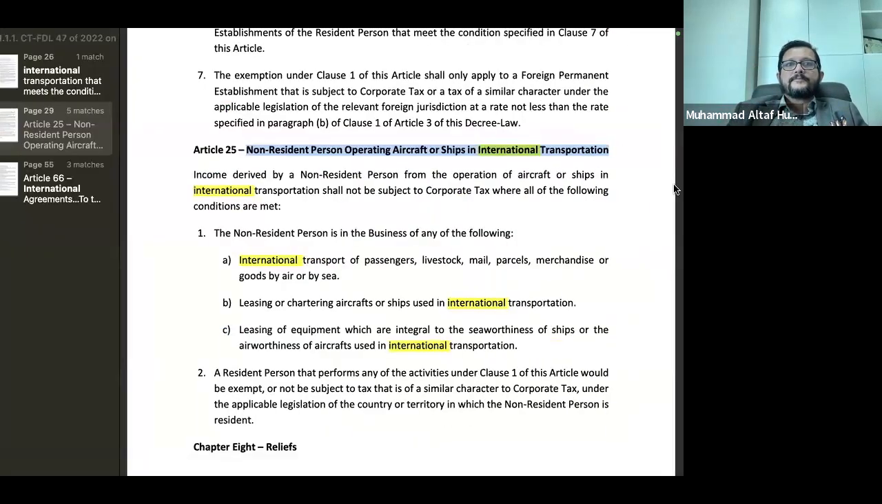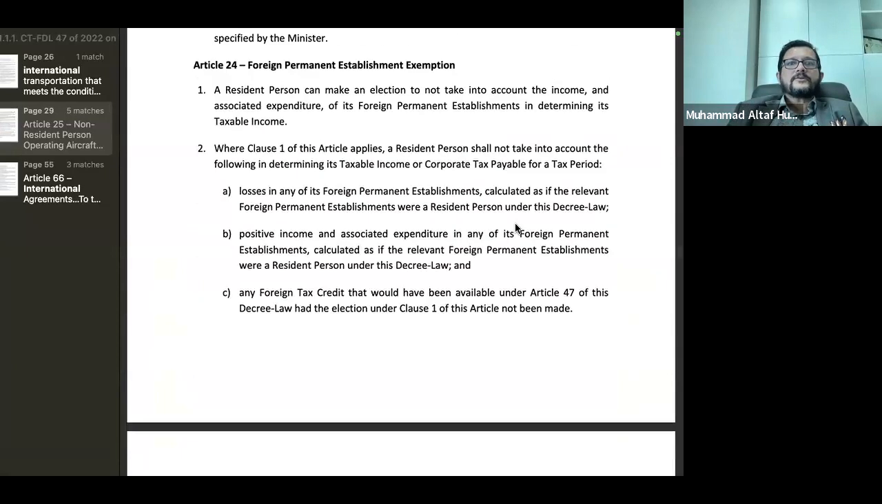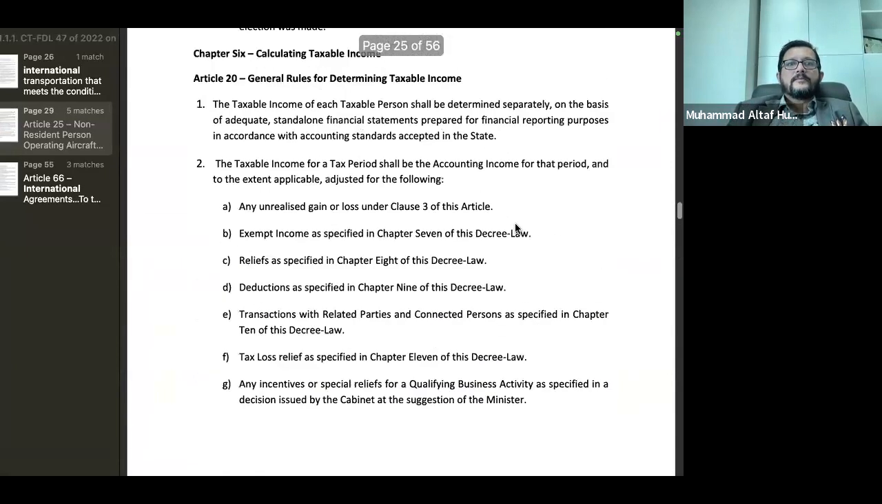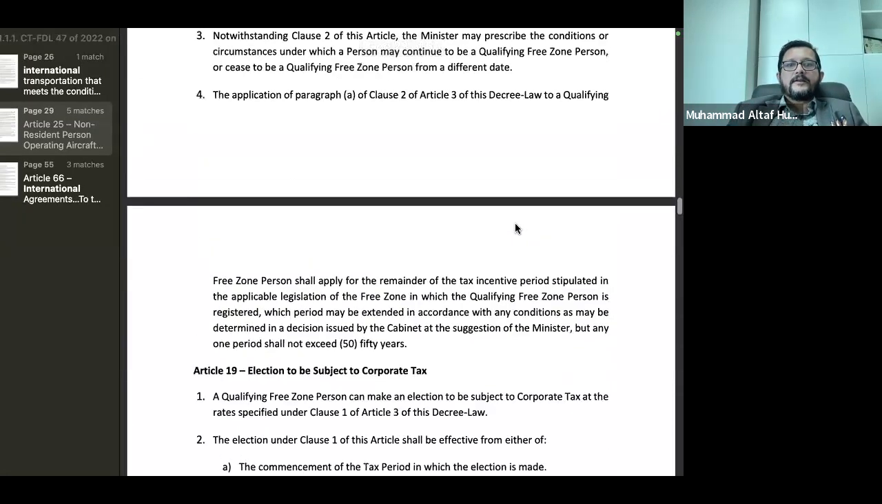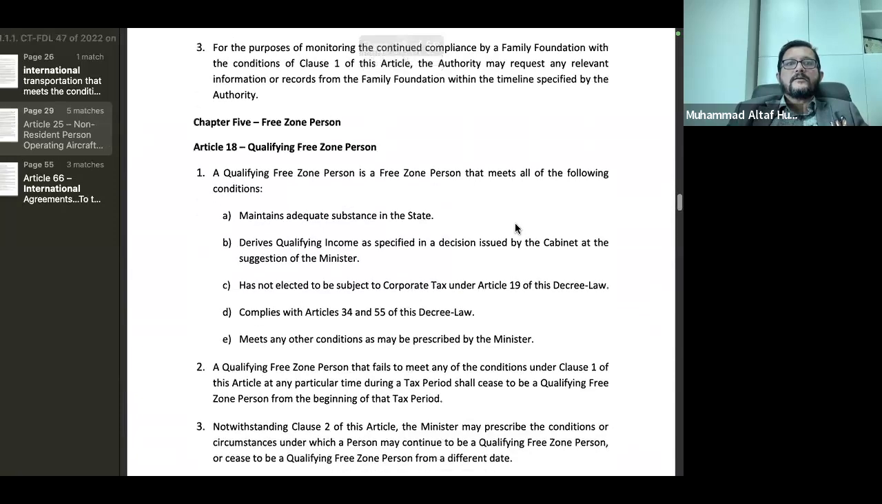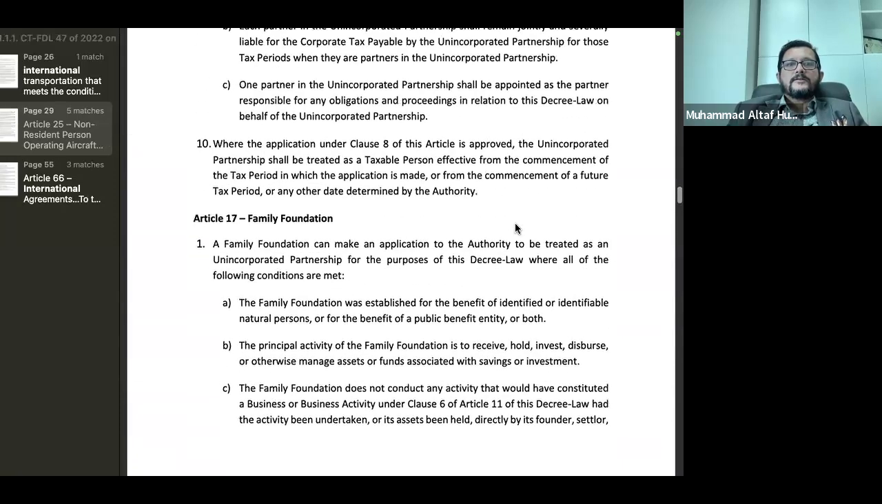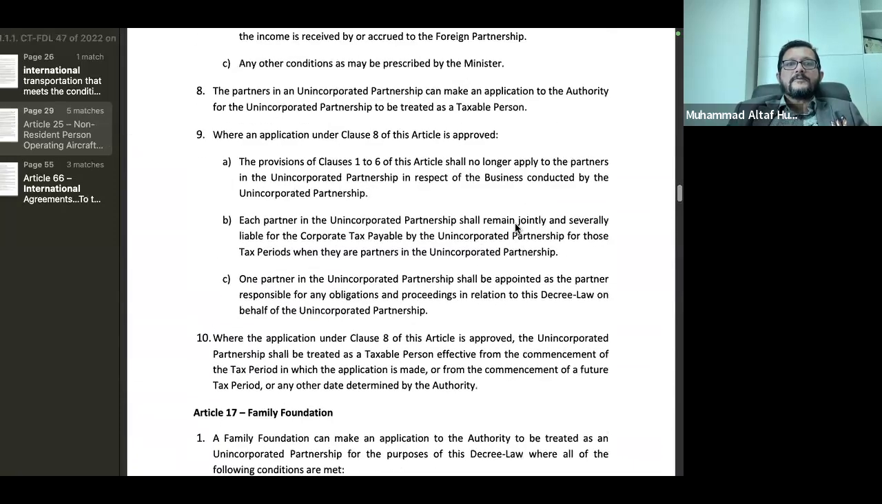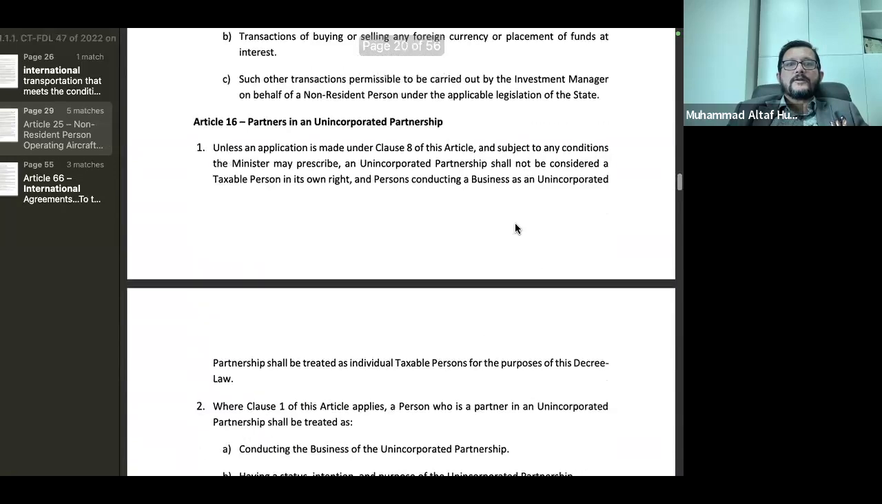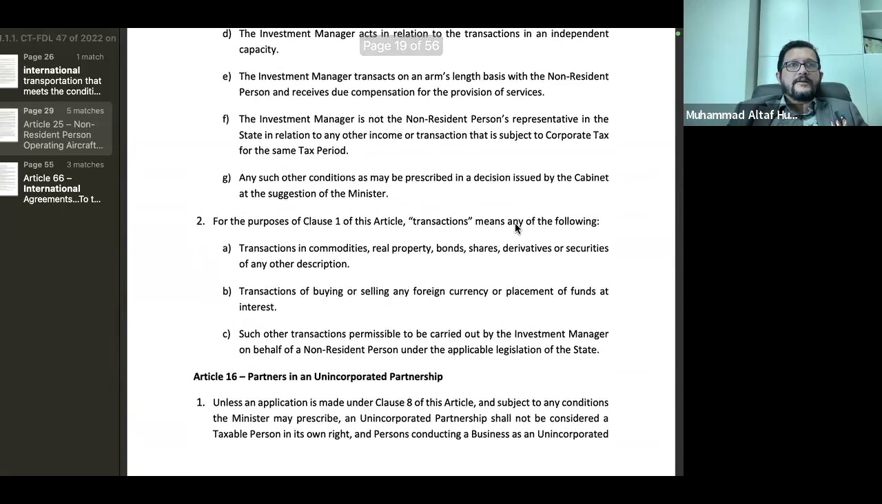But unincorporated partnership is not an exemption. No, it is not. That's why I'm not writing it. But it's a different regime, right? Yes, a different regime. So 17 is family foundation, 16 is unincorporated partnerships, 15 we addressed, right?